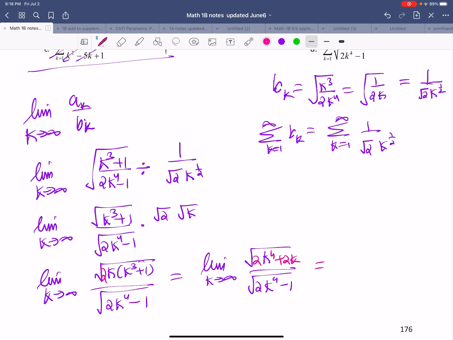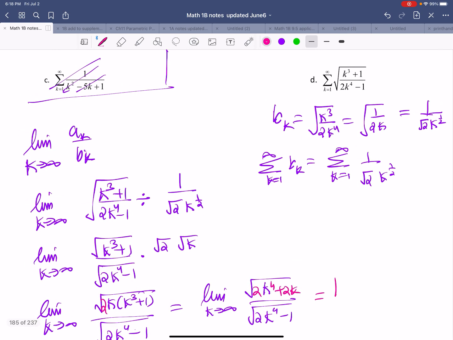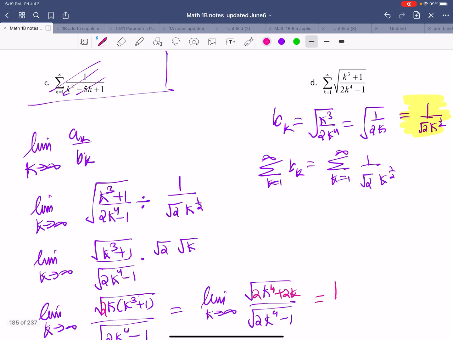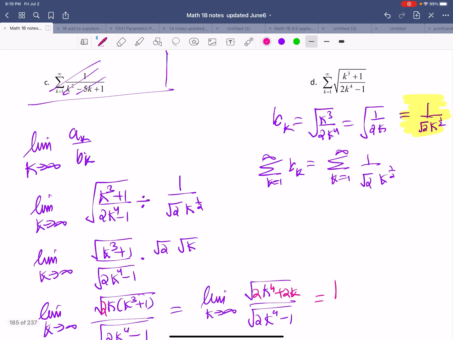Now this limit, we know it looks like it's got the same degree in the numerator and denominator. We can go ahead and divide both numerator and denominator with k to the fourth power, or we can just see from here that this limit is going to go to 1. If the limit is going to 1, then either both series converge or they both diverge. And we do know that the series we started with is a divergent p series, because p is 1 half, p is between 0 and 1.